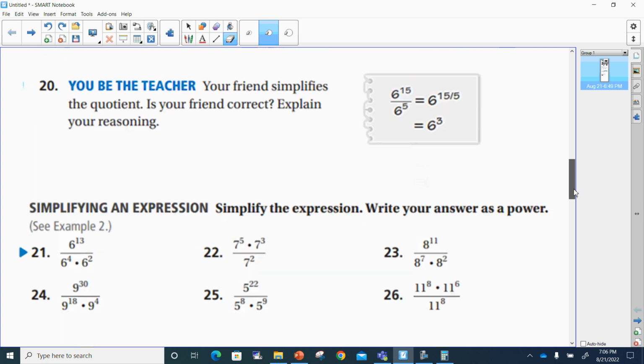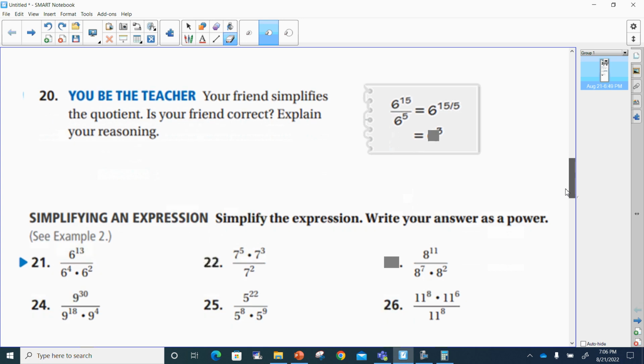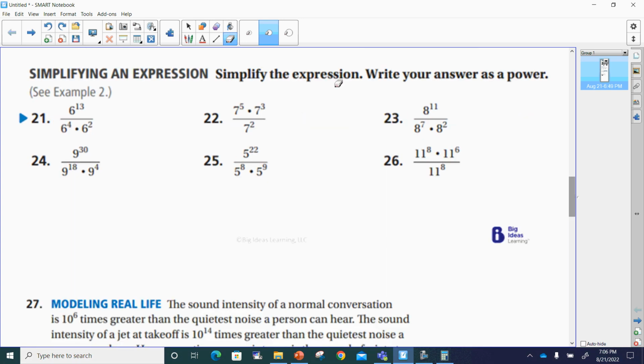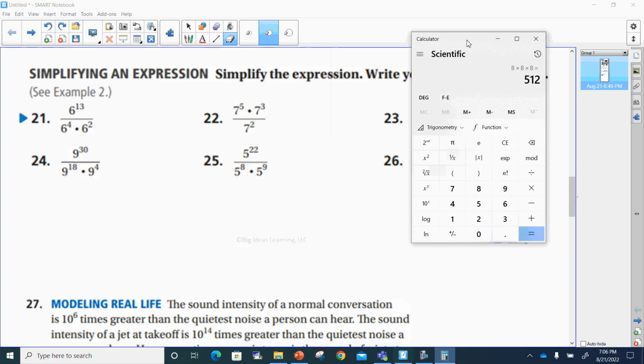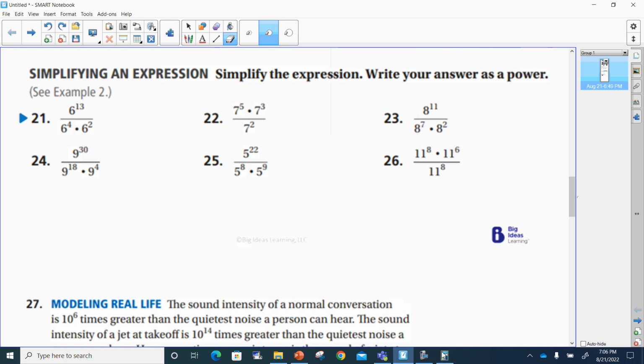Let's go ahead and look at number 20, which is yours to do. Number 21, simplify the expressions, write your answer as a power. Okay, so let's work at number 20, sorry about that. Let's work at number 20. I got all the odd ones, 21 right now.